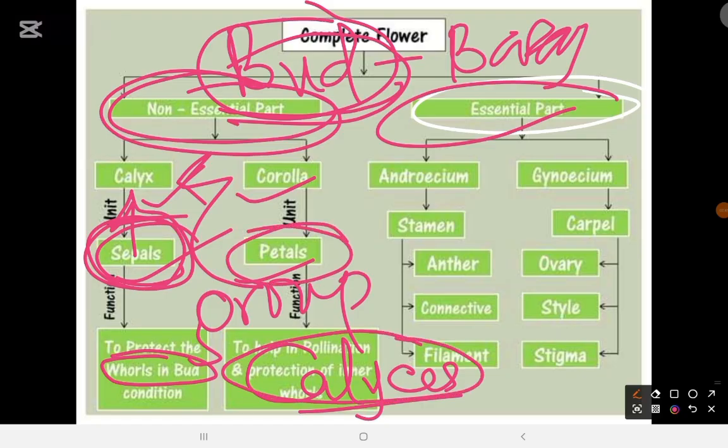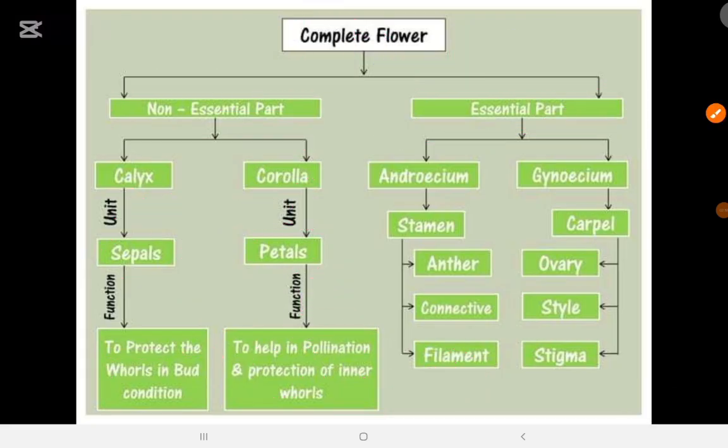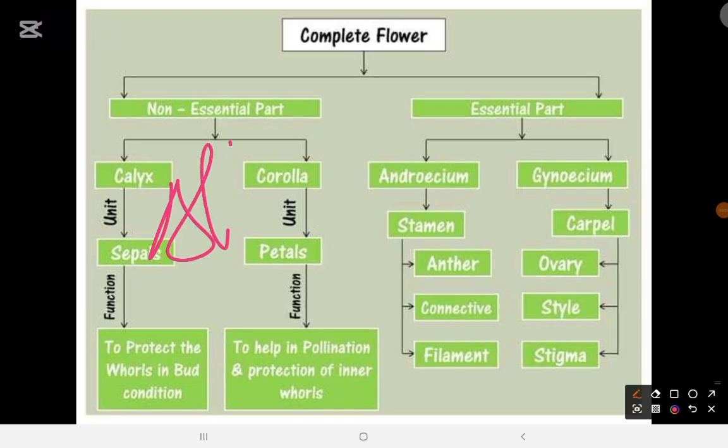While a group of petals, we call them corolla. So, the function of the corolla, basically, or the petals, actually, is to help in pollination. How does it help in pollination? It serves as an attractant to pollinators.